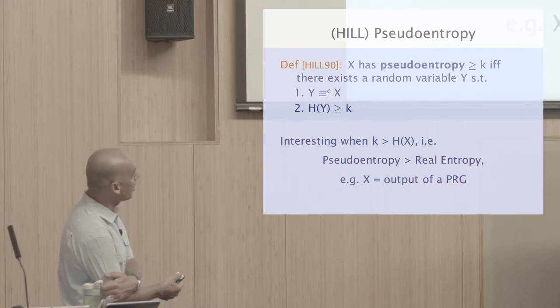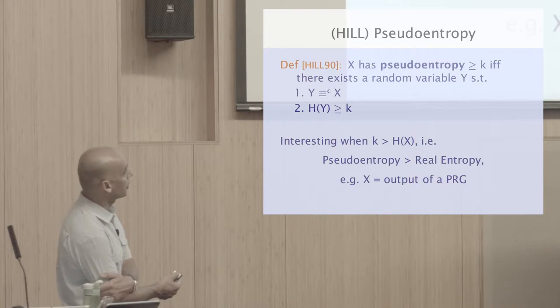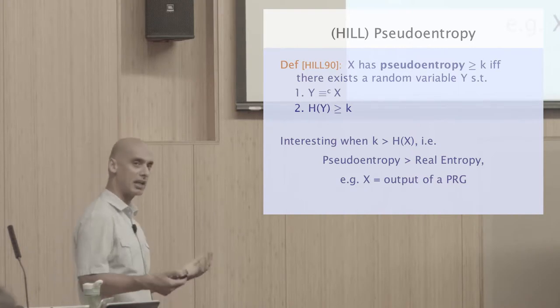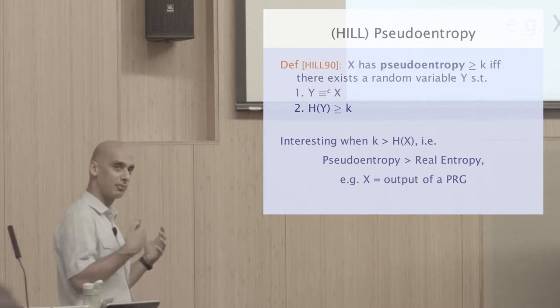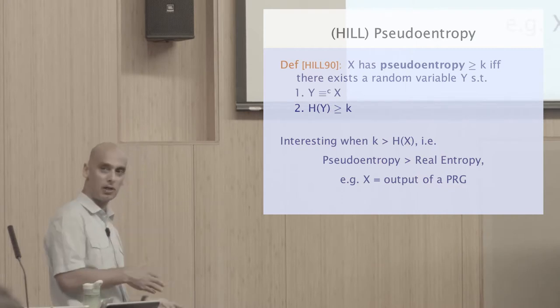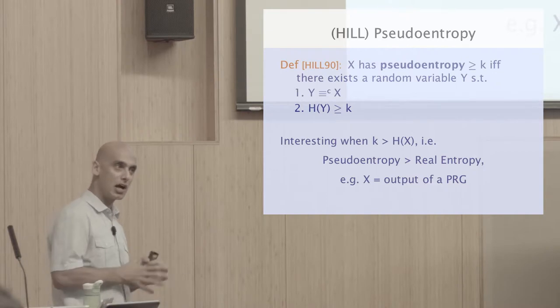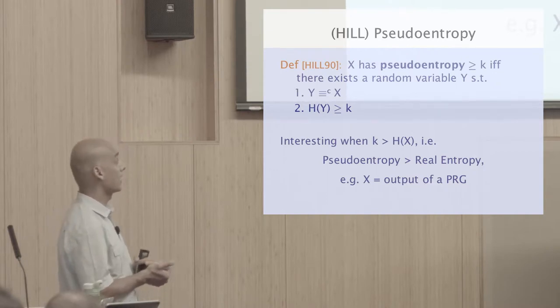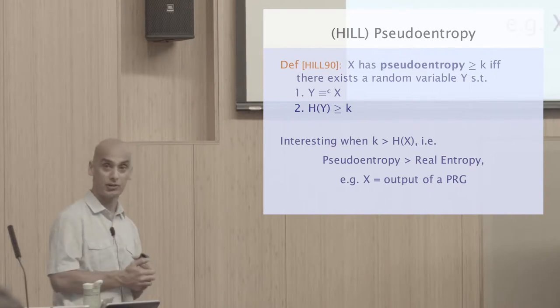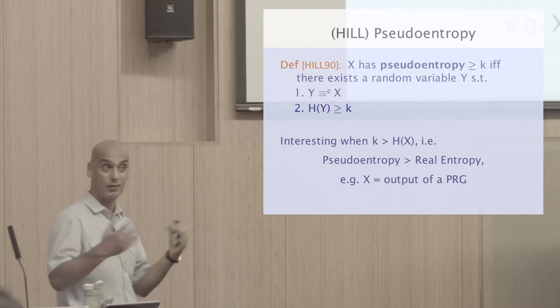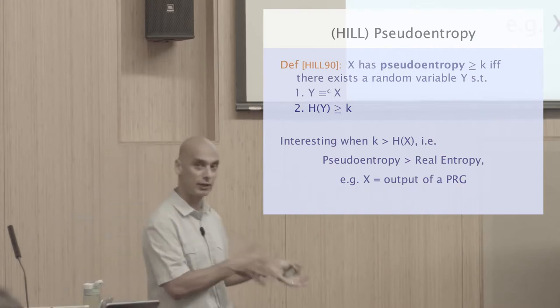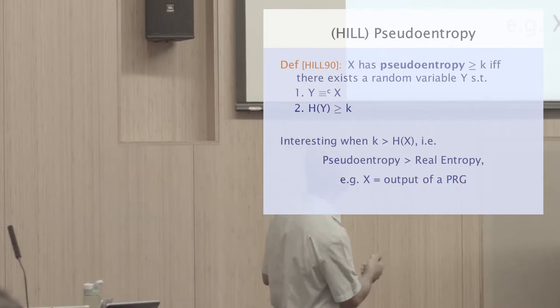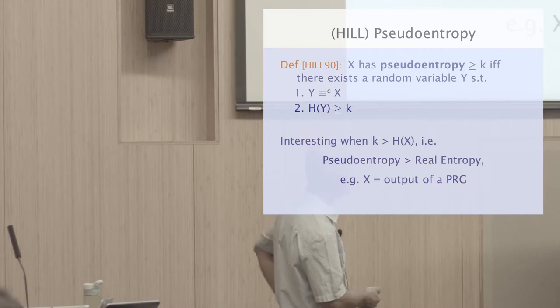You might try to define upper bounds on entropy in a similar way, saying something has pseudoentropy at most k if it's indistinguishable from some random variable of small entropy. That turns out not to be a very useful way of upper bounding computational entropy. It turns out every random variable is indistinguishable from something with very low entropy. These definitions are useful as lower bounds of computational entropy.